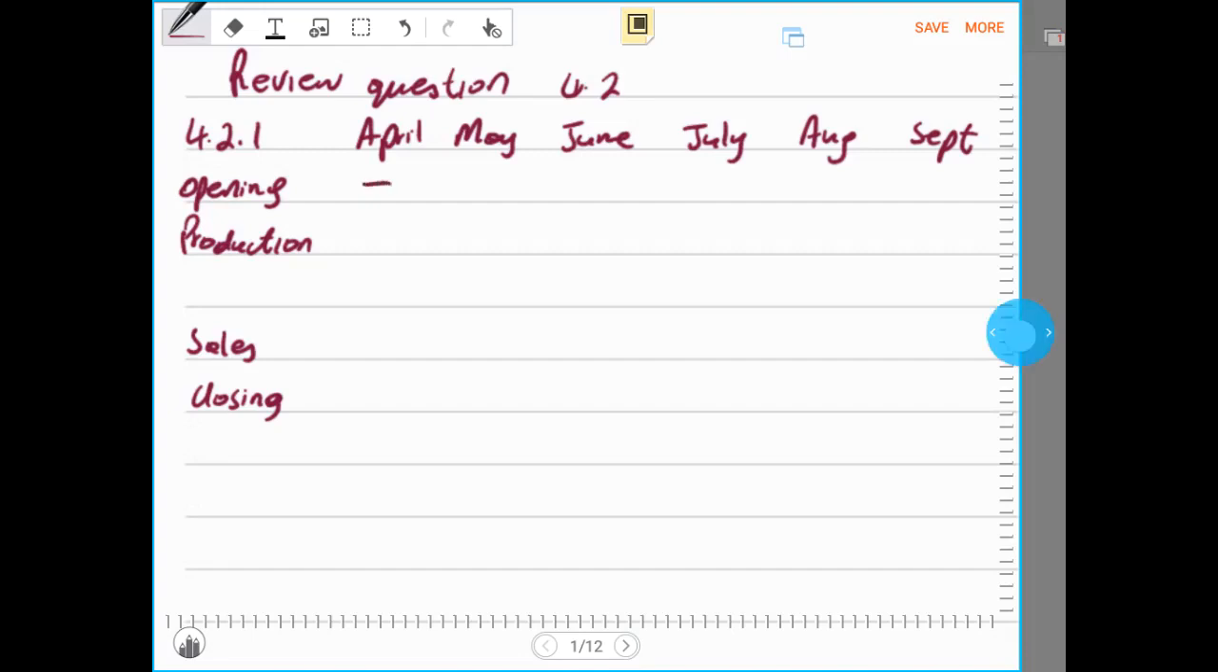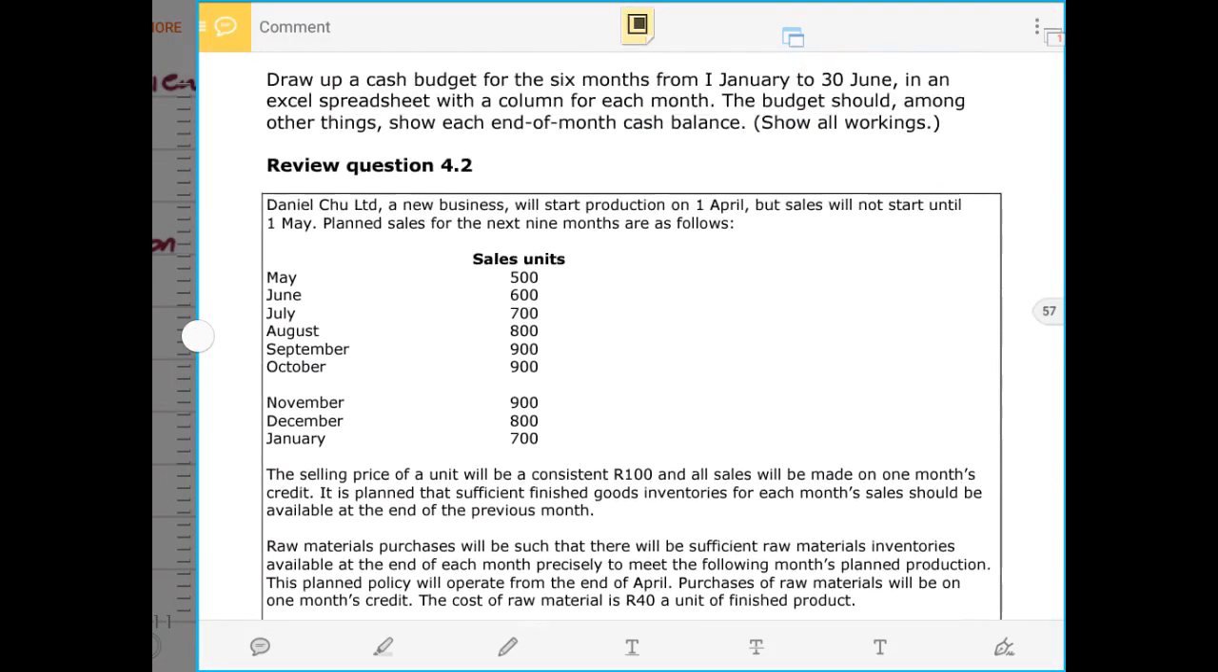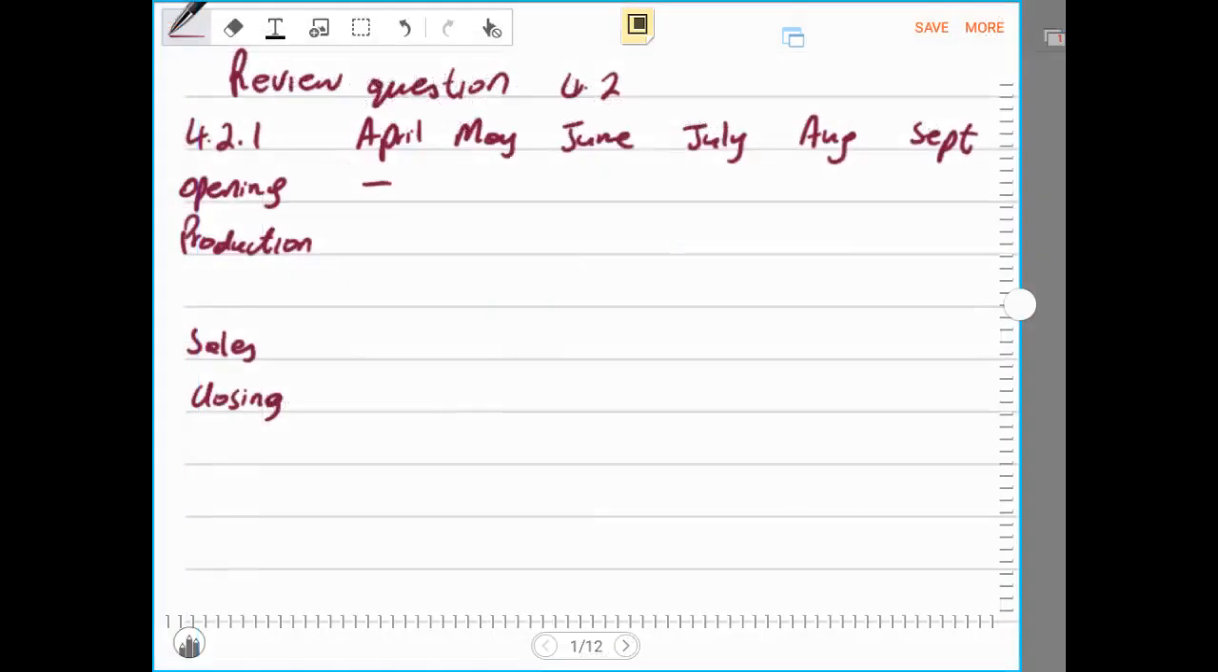Remember, there was no opening inventory at the beginning of April. The reason is that production for this company started on the 1st of April. It was the start of the production, so there was no opening. It was just the beginning of everything. So we don't record anything under opening. Under production, we have to record the units that were produced in the month of April.